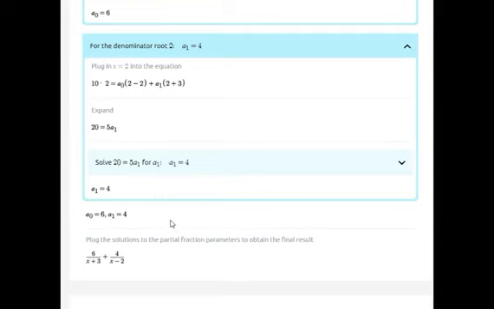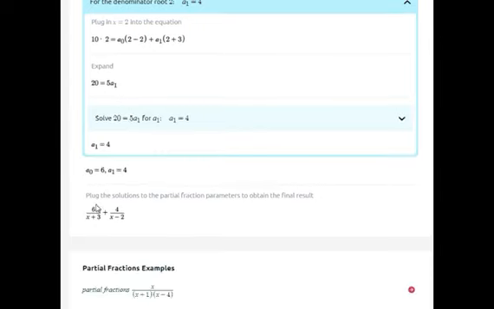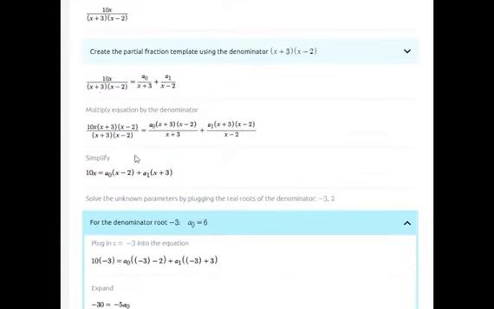So both values are already found, and now you can put them over here. You got both of them. You can put them as a0 and a1, and this is your partial fraction for this function over here, this fraction.